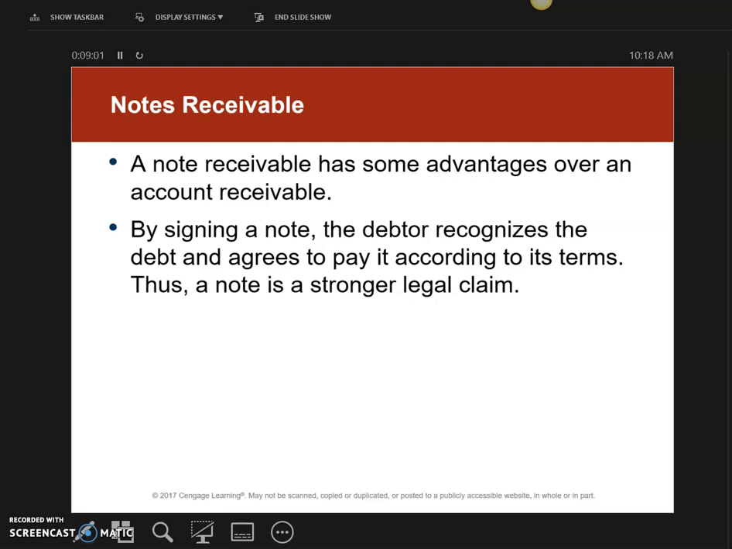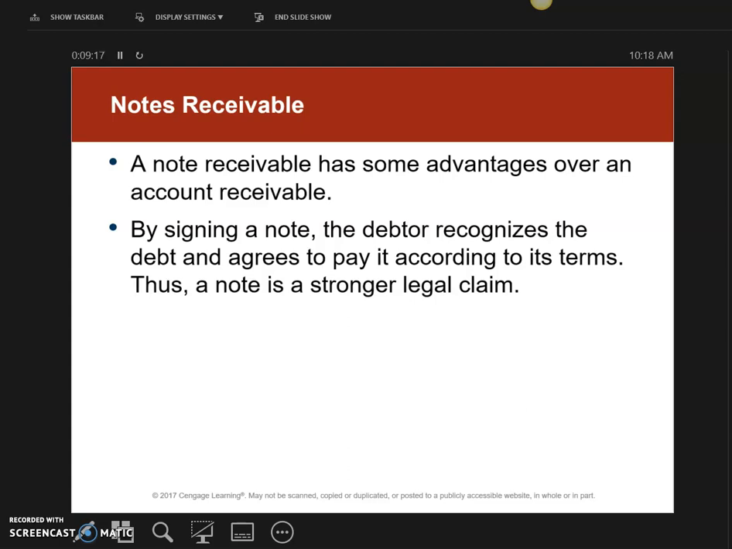We're now going to talk about the second half of the chapter. The first half of the chapter was, what do I do when people don't pay me? In reality, you want them to pay you because you want them to continue buying from you. So we're going to talk about notes receivable.